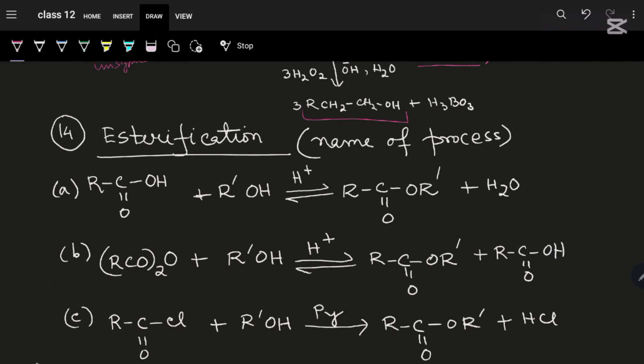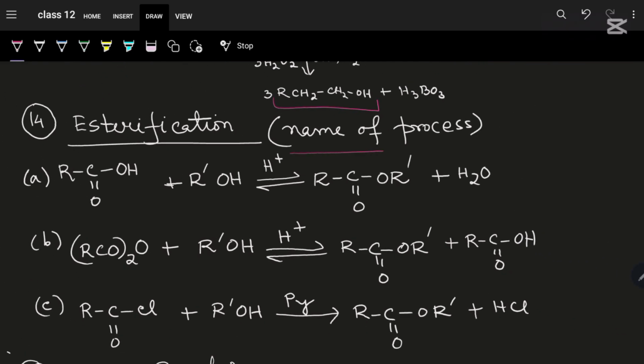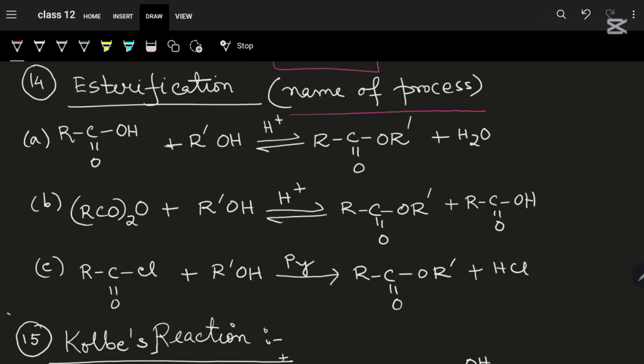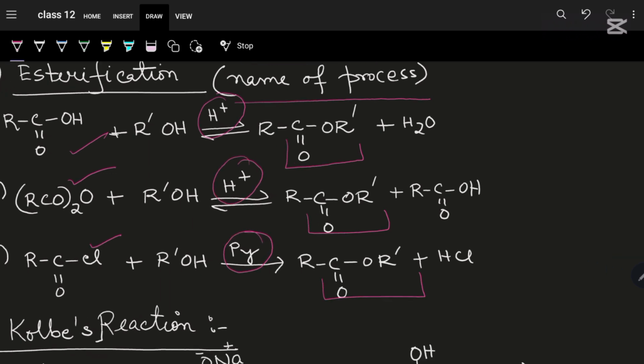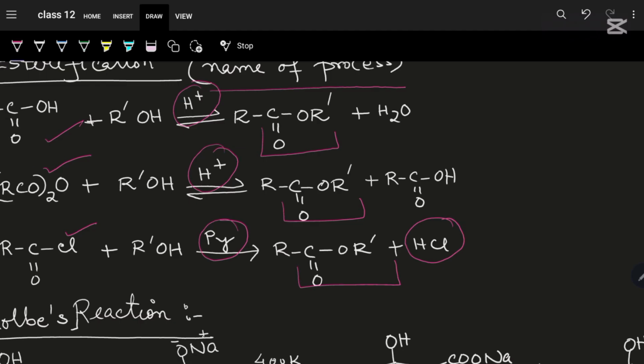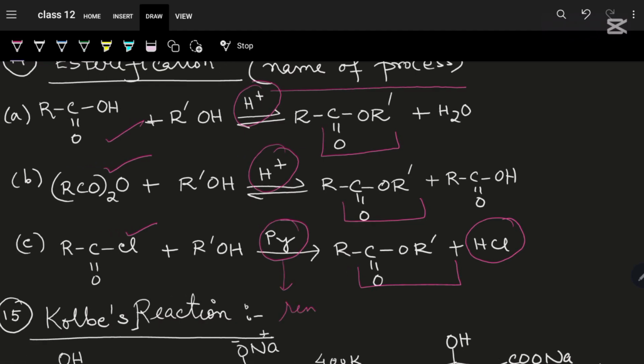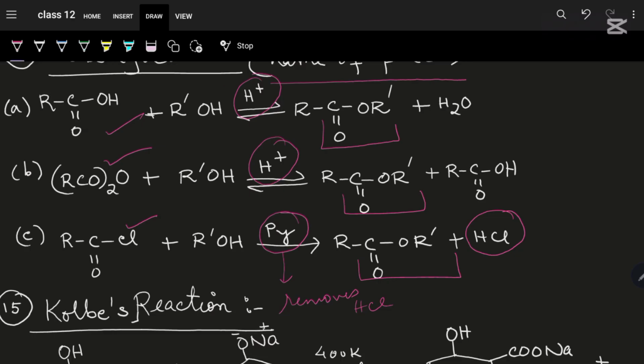So next, esterification reaction. This is also not a name reaction, it's the name of the process, esterification. Now this is the ester linkage which you are seeing, which can be obtained from acid, RCOOH, anhydride and acyl chloride, in presence of R-OH, which is alcohol. All these are acid catalyzed reactions. Only pyridine is a base. Why? Because in this reaction you are producing HCl, so pyridine helps in removal of HCl and drives the reaction forward. So these are the three sets of reactions by which you can obtain ester.